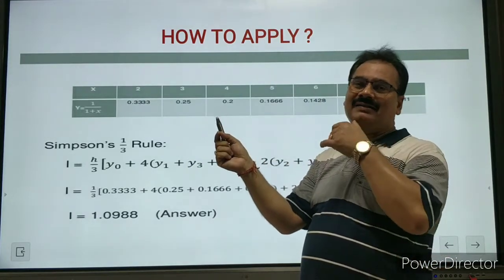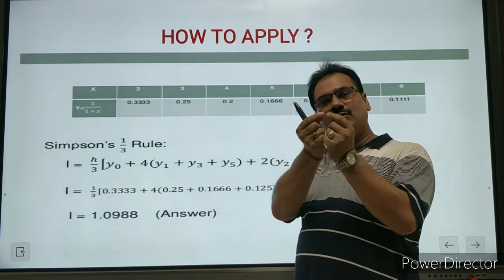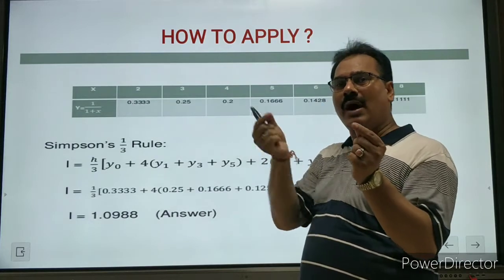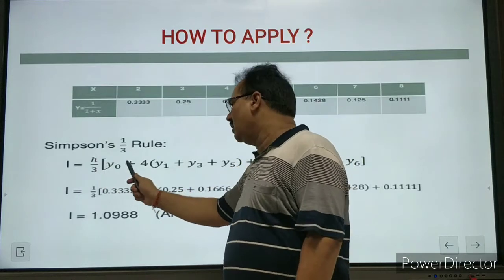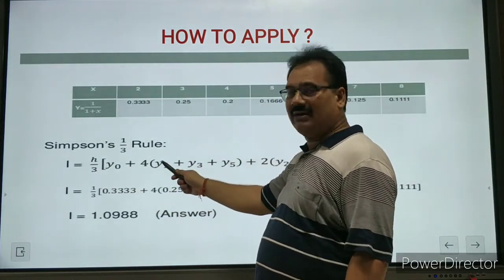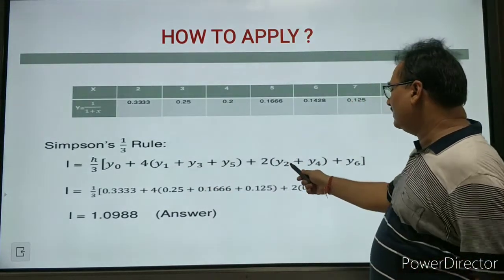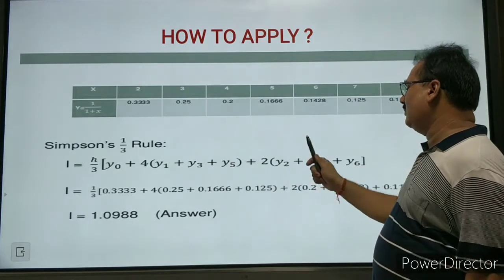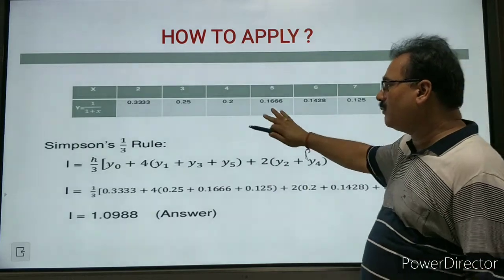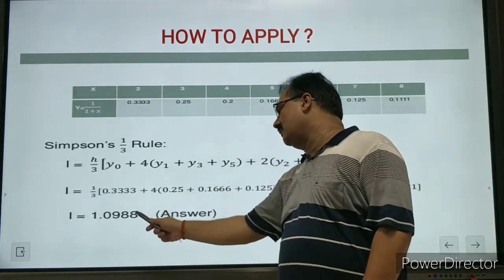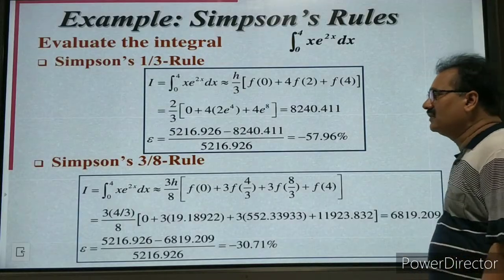Again, as I said, it is n plus 1, and n plus 1 means you have to go 0 to 6, means y0 to y6. So just sketch the formula for this problem. That is h by 3 times y0 plus 4 times all the odd ordinates, y1 plus y3 plus y5, plus 2 times the even ones, y2 plus y4, and then the last is y6. This is the formula for this problem. After putting all the values, you will get 1.0988. This is the answer by using Simpson's 1/3 rule.